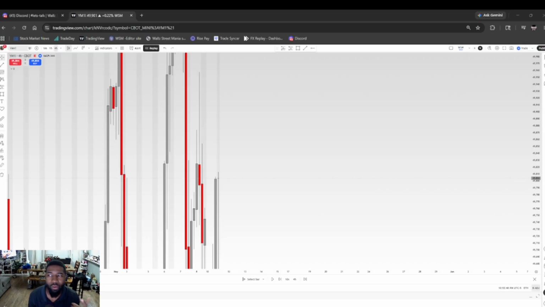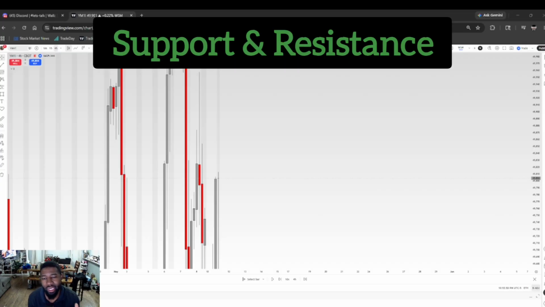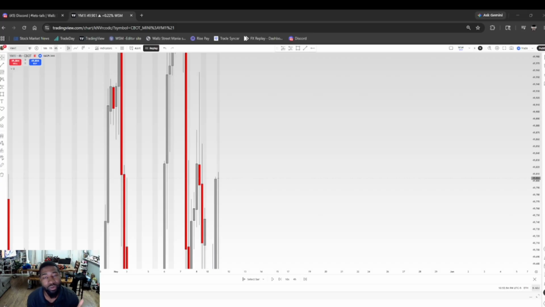Anyway, so I want to go over my support and resistance strategy. All this stuff is found in my Discord. If you guys do want to join, we'll talk about that later on. But I did want to show you guys one of the trades and what it meant and how important this was.